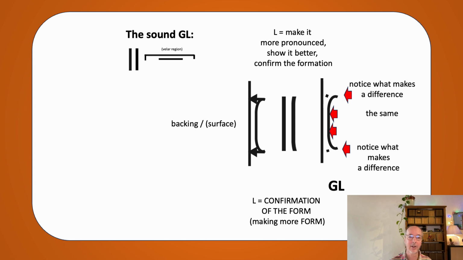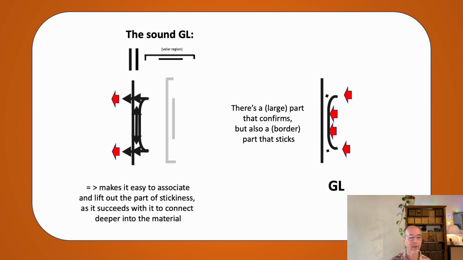The L is the doubling of everything we have. So if we double this idea of the form of the G, there will be a part that we will leave alone, we'll leave it as it is, but there will be a part where we notice a difference, and we can stick to that. We will stick to that.